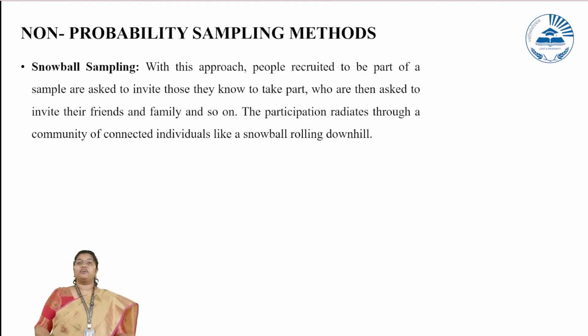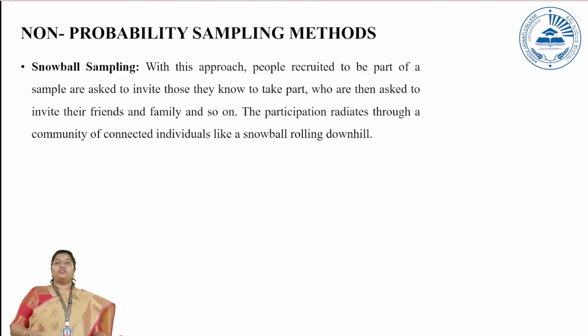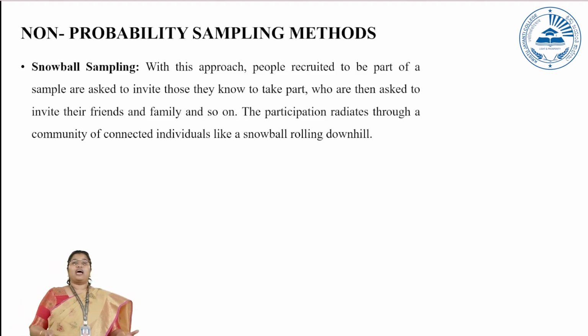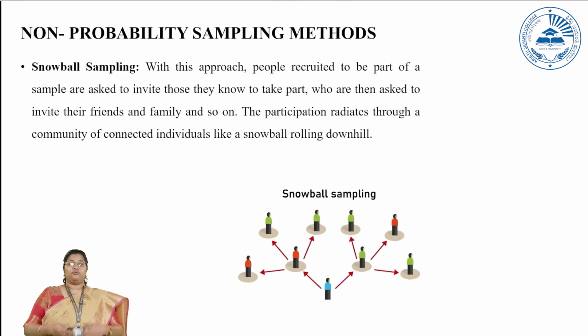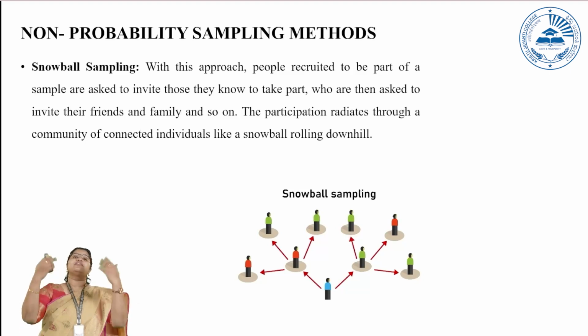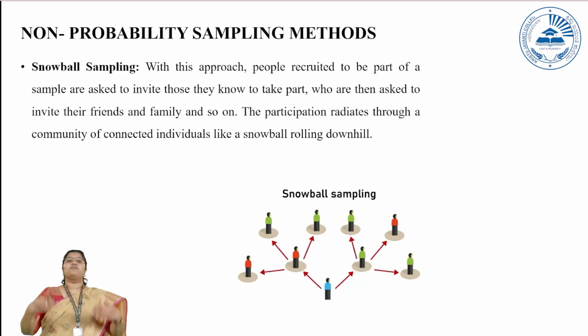For example, I am doing a research, I want to know about the perception of the people regarding the new education policy. I don't know many people, so I know only 10 people who can give the proper answer. So, I share my Google form with these 10 people, and I ask them, can you forward this Google form to the people whom you know? These 10 people will forward the Google form to the next set of people whom they know, and those people will again forward it to the next set of people that they know. So, this is like the rolling of a snowball.